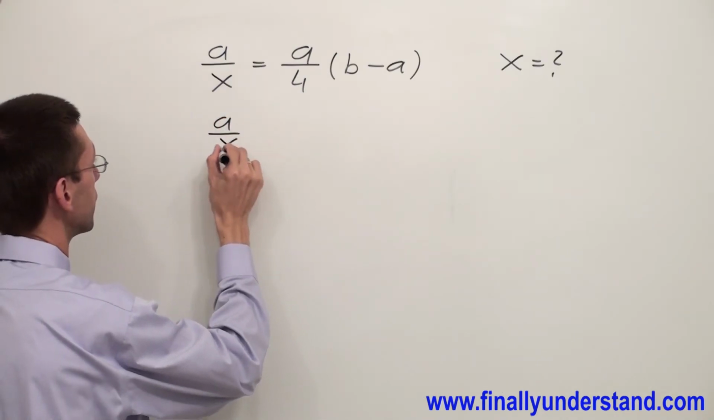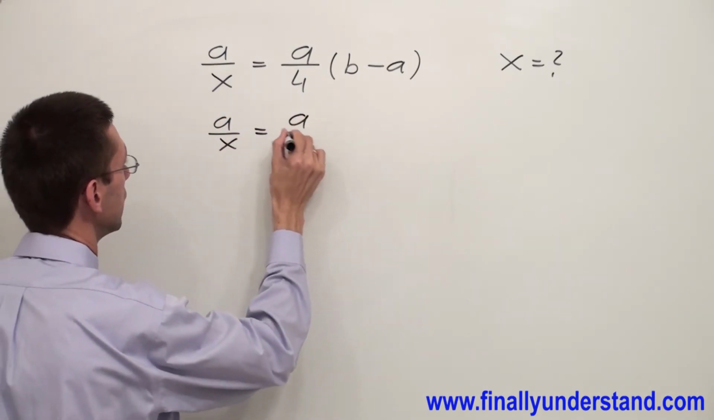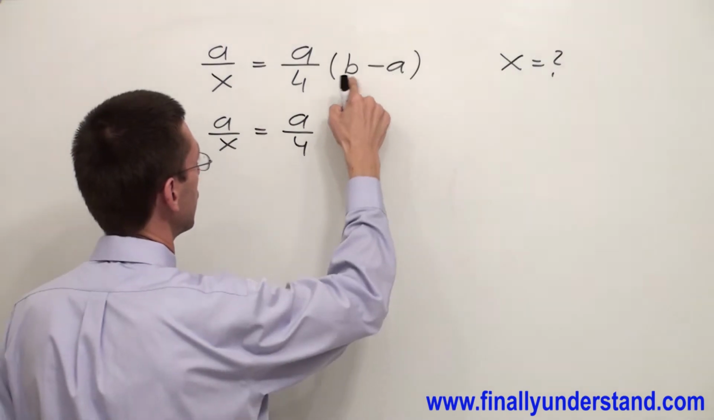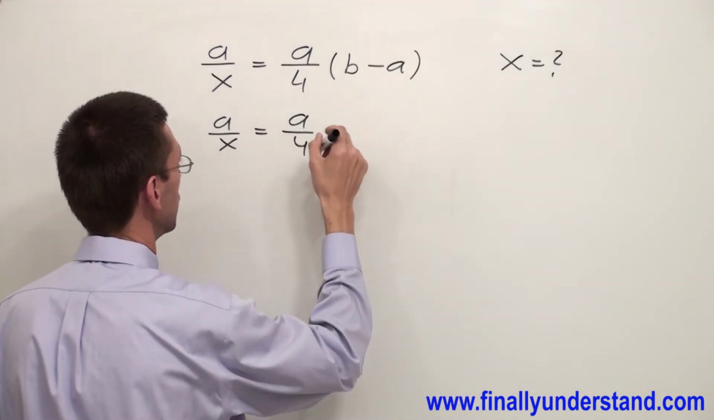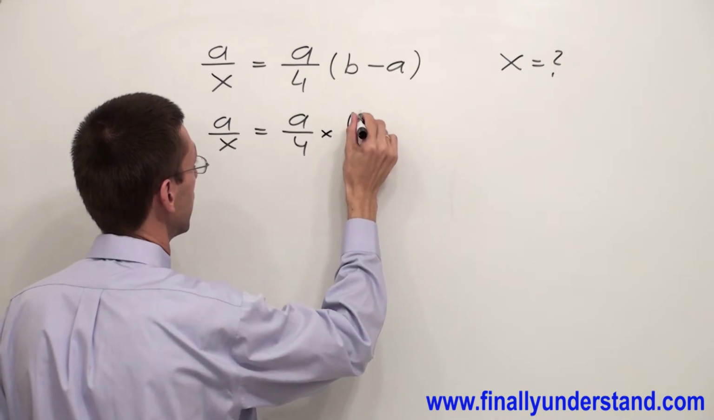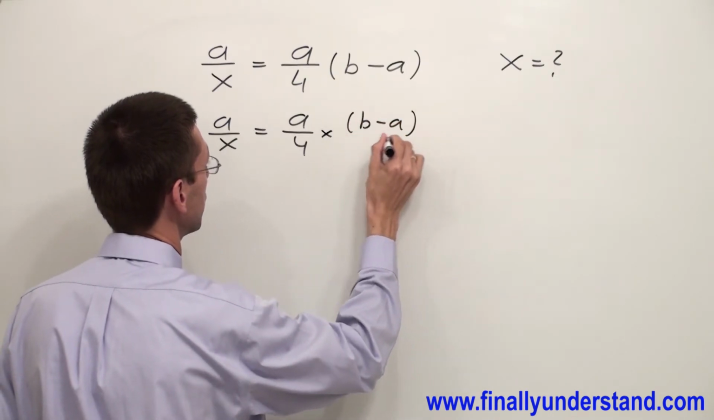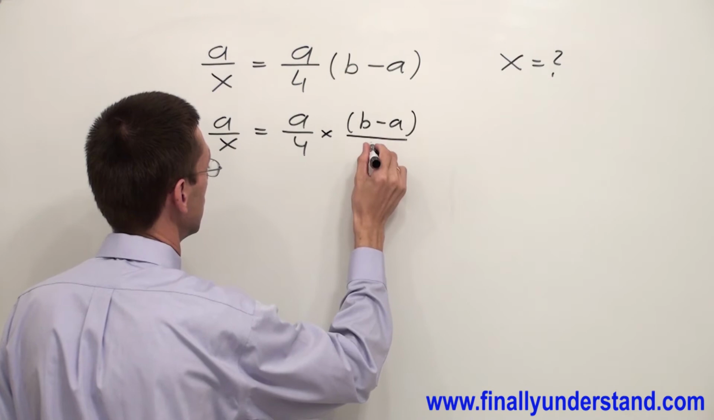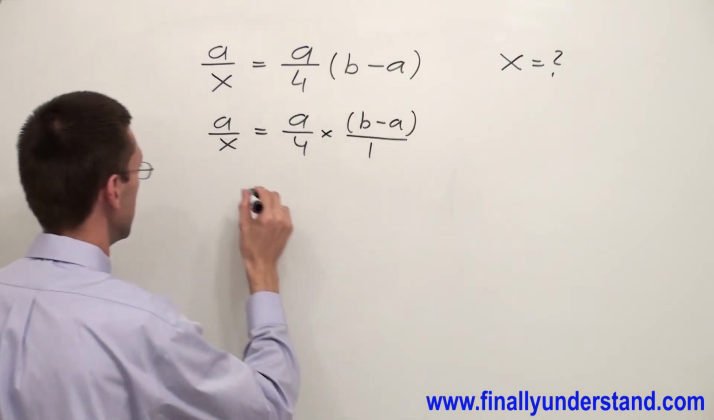In order to simplify this problem a little bit, I'm going to just make something like this. I have a over x, and I have a over 4. Okay, I'm going to convert this to fractions because I'm dealing with fractions. That's why I'm going to make this times b minus a over 1.